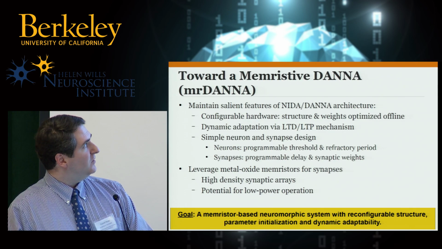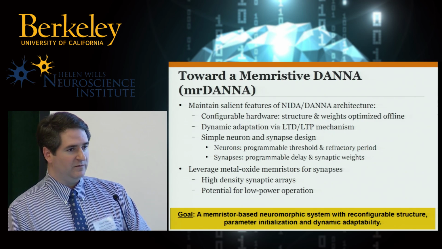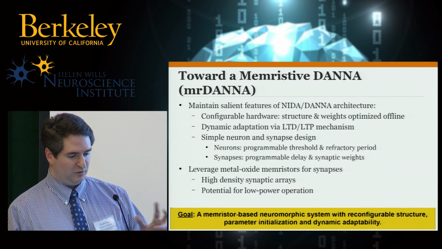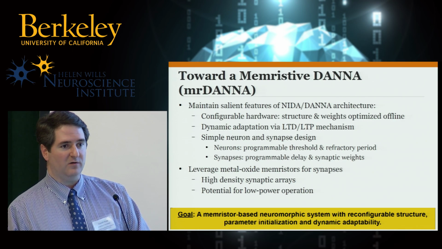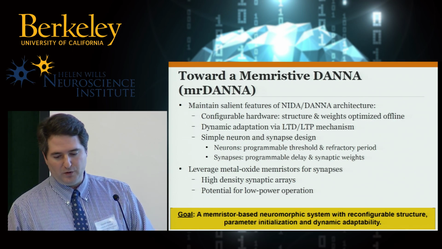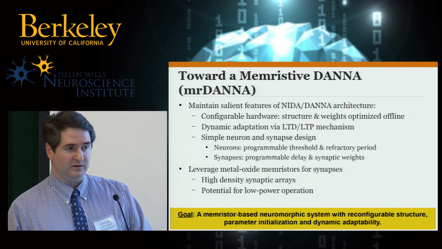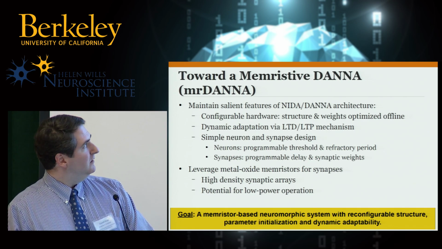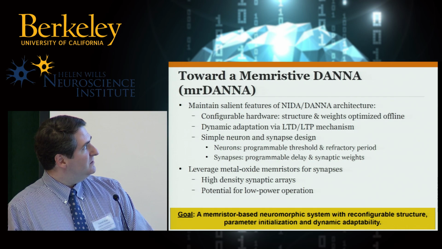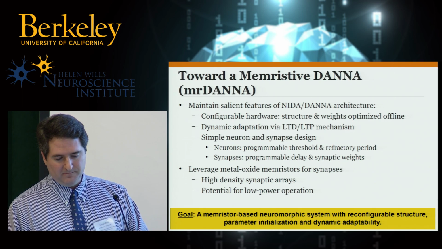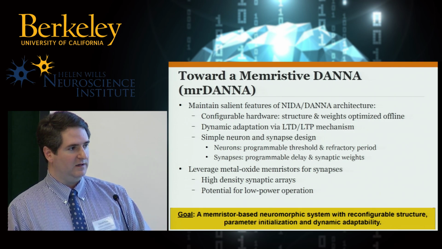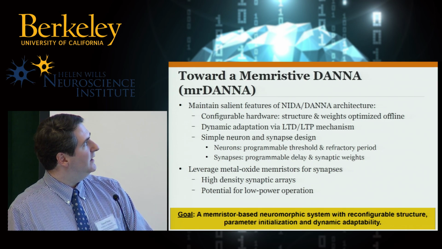So the structure and the weights, just like with the Dana system, the neuromorphic FPGA, if you will, would be optimized or initialized offline. We would need a way to upload those onto our memristor implementation of that. I mentioned dynamic adaptation. So we have a depression and potentiation mechanism that we've implemented using these memristor-based circuits. I'll show you an example of that in a minute. So we'll maintain that as well, to keep the same mechanism we have in Nita and Dana.